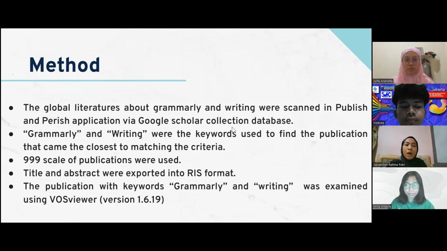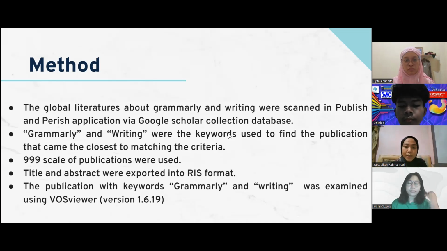Okay, so for the methods in this analysis, we use the Publish or Perish application via the Google Scholar database to scan the global literature about Grammarly and writing. Grammarly as well as writing were used as search terms to find the publications that came closest to matching the criteria. Grammarly is now frequently used by college students.